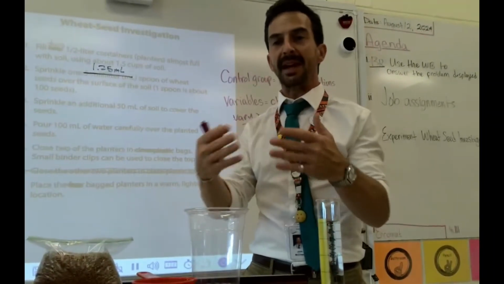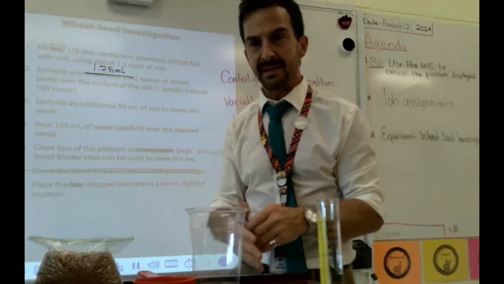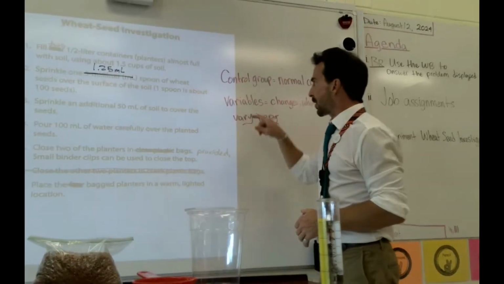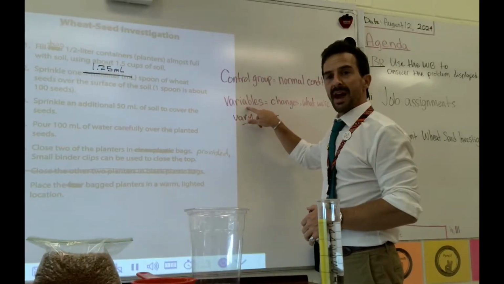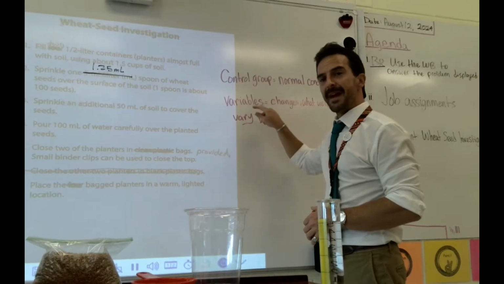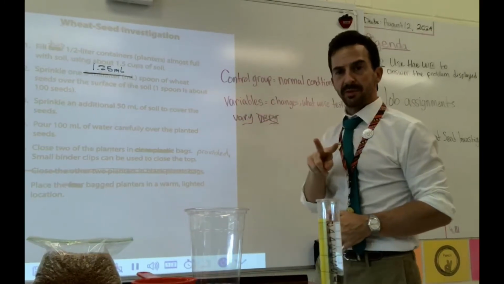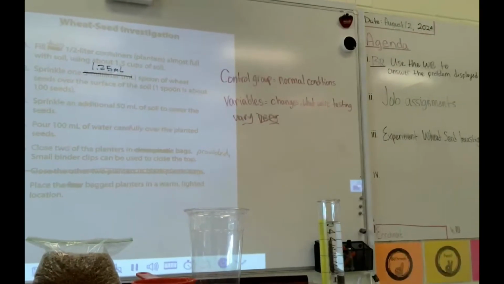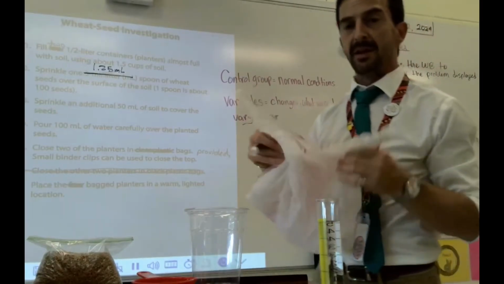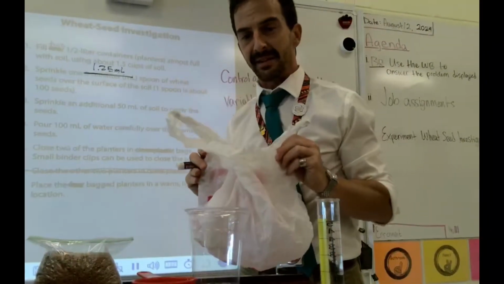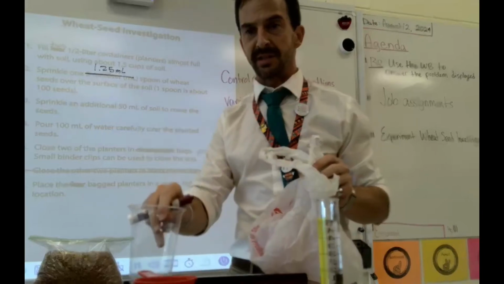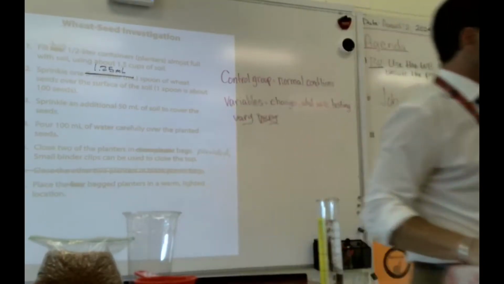So what is the variable that we're testing for? Well, what are we changing? We're giving the plant the reactants it needs for photosynthesis. We're giving the plant these three ingredients that it needs, but two of these groups are missing out on one of the reactants. We are creating variables in two of their groups.